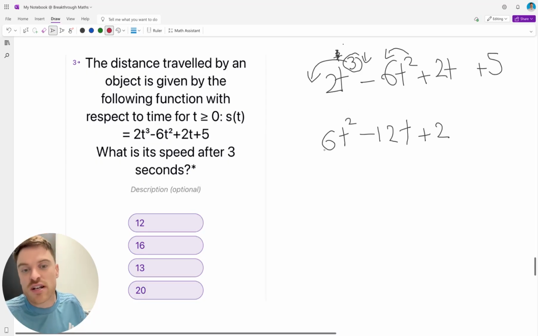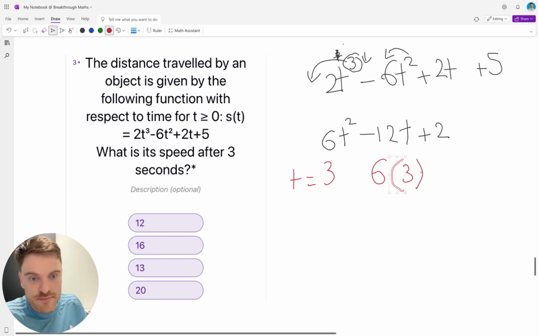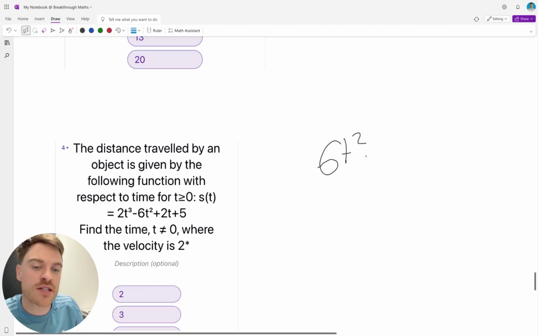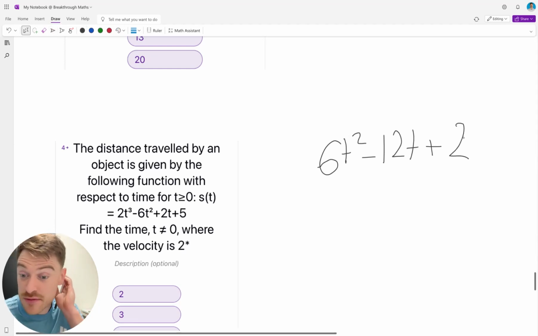And what is the speed after 3 seconds? You just sub in 3 for the time. So when t is equal to 3, it becomes 6 by 3 squared, 3 squared is 9, minus 12 by 3, plus 2. If you're following along that far, you'll see that you differentiate and then just sub in. That's all I did. That's what we had when we differentiated: 6t squared minus 12t plus 2.